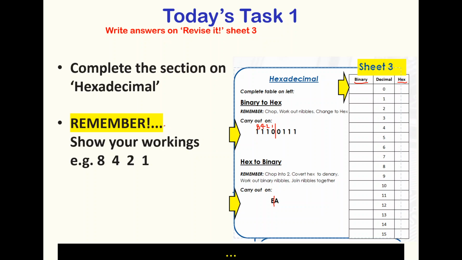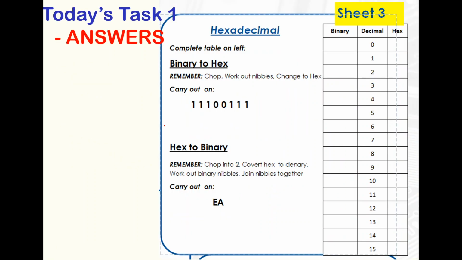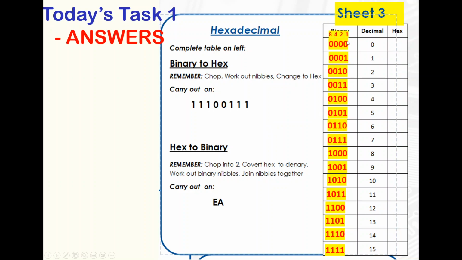Okay, hopefully you've had the time to pause the video and complete this. Let's check your answers. So, filling in the table first. The binary numbers you should have are on the left hand side. Remember, it always starts 0, 0, 0, 0, and then we just increment it as we go along. 0, 0, 0, 1, 0, 0, 1, 0, 0, 0, 1, 1, etc. All the way down to 15, where all the columns are turned on.